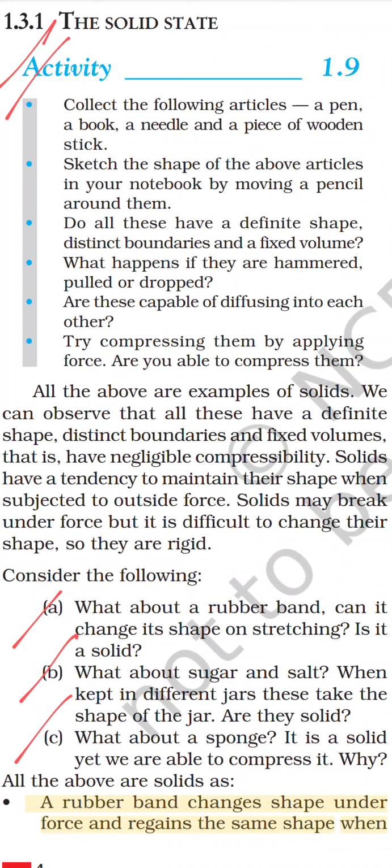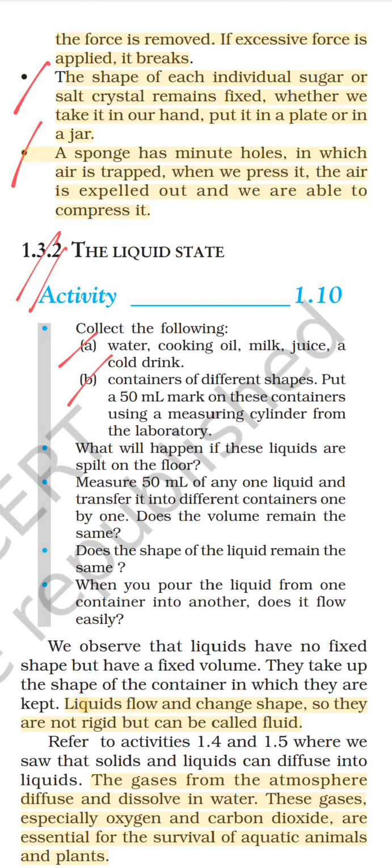All the above are solids. A rubber band changes shape under force and regains the same shape when the force is removed. If excessive force is applied, it breaks. The shape of each individual sugar or salt crystal remains fixed, whether we take it in our hand, put it in a plate or in a jar.